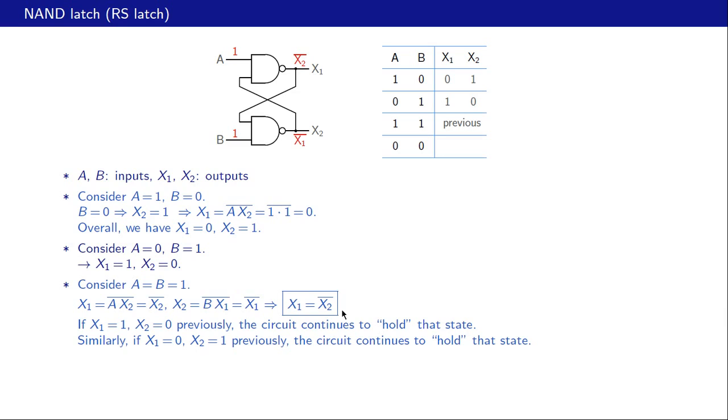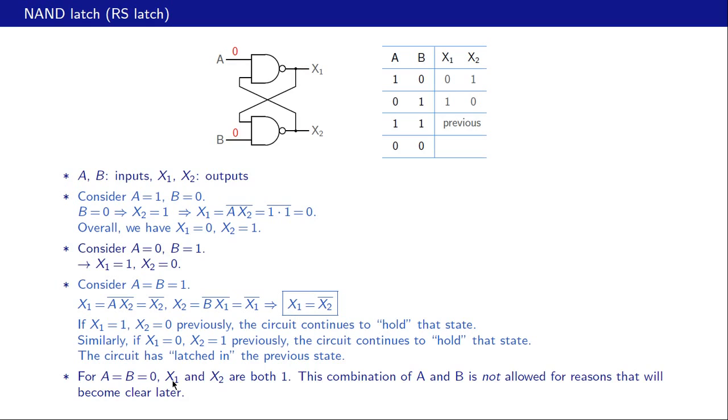And in the table for the latch, we write this observation as previous. That means whatever was the previous condition, either this one or that one, will continue to hold. And that is why this circuit is called a latch, because in a sense the circuit has latched in the previous state. It is not changing.